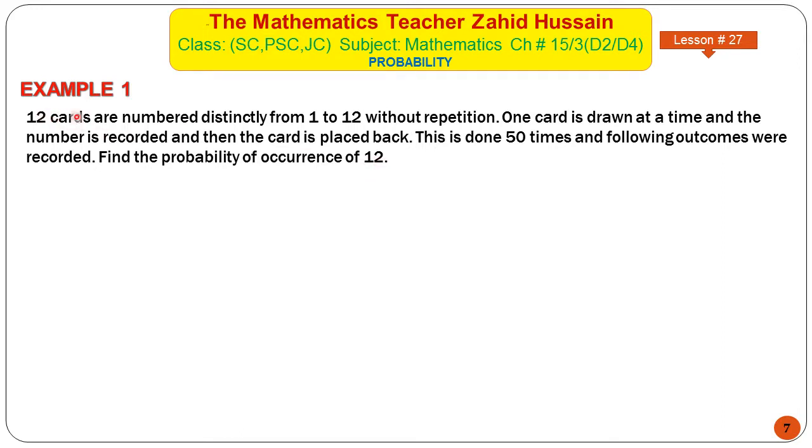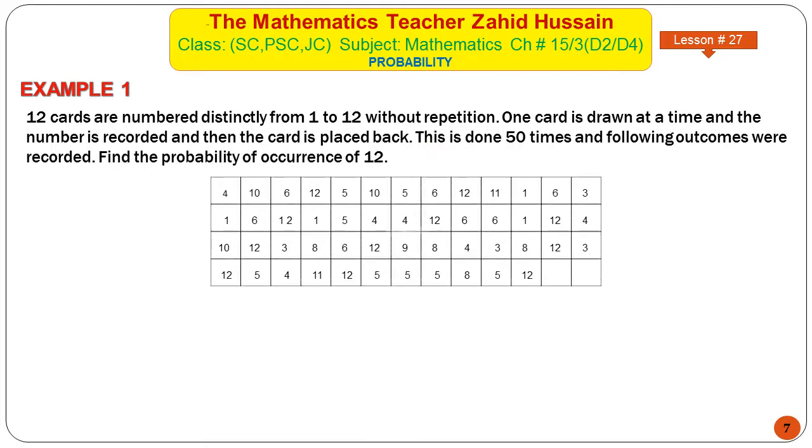Now there are 12 cards in the bag. Numbers are written on the cards from 1 to 12. A card is picked 50 times. You pick a card and note the number. Replace the card and pick a second card and note the number. Then you replace the card and pick a third card. So you have to pick a card 50 times. Let's record the result in the form of a table. This is our experimental probability. Experimental probability is called relative frequency.